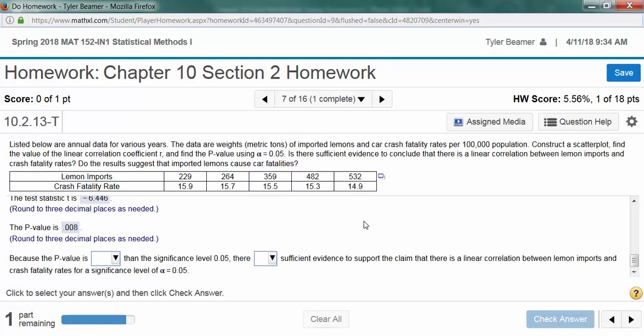Alright, and then this is a hypothesis test. So we have to draw a conclusion based off of the results of our p-value. So we compare the p-value to alpha. Alpha is 0.05. Our p-value is 0.008. So our p-value is less than alpha. So then that would be enough evidence to reject the null hypothesis. Because the p-value is less than the significance level 0.05, there is sufficient evidence to support the claim that there is a linear correlation between limit imports and crash fatality rates at the significance level of 0.05.